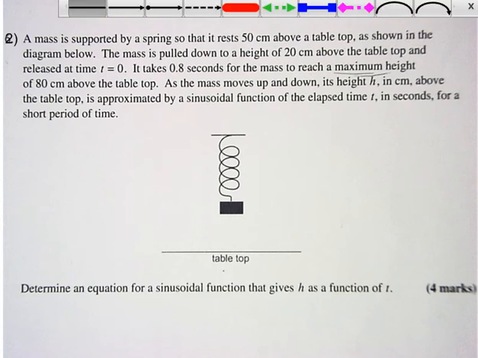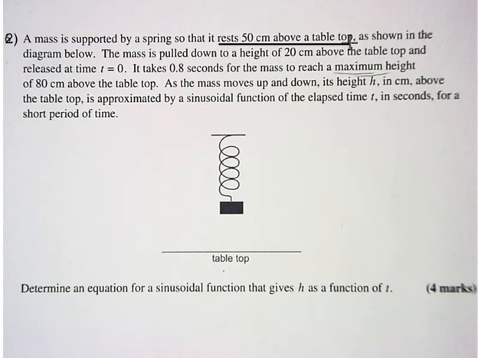Let's start with a mass being supported by a spring so that it rests 50 centimeters above the tabletop. So at rest it is 50 centimeters above. Let's underline that. As shown in the diagram below, the mass is pulled down to a height of 20 centimeters above the tabletop. So it's pulled down and released at time 0. So that would be a starting point.